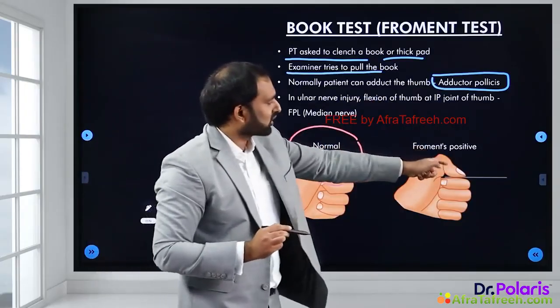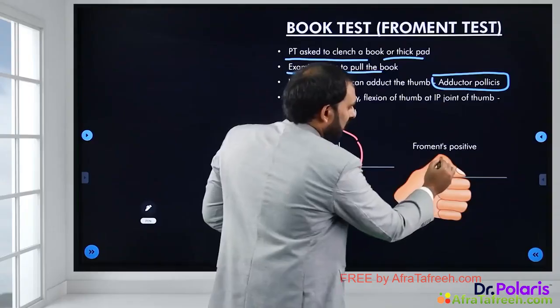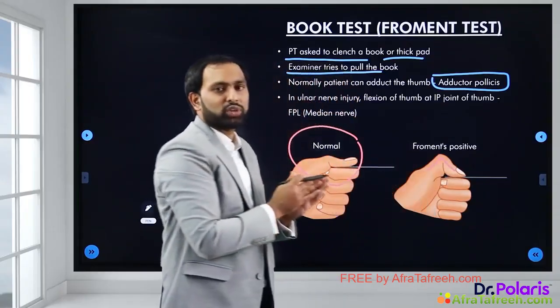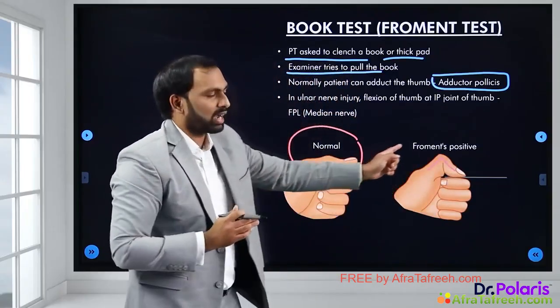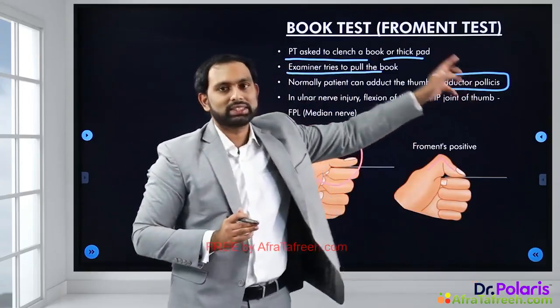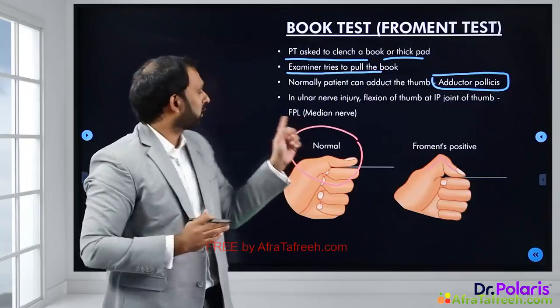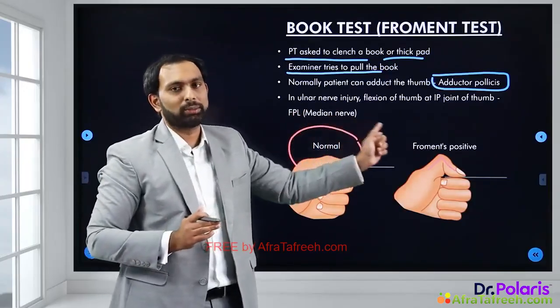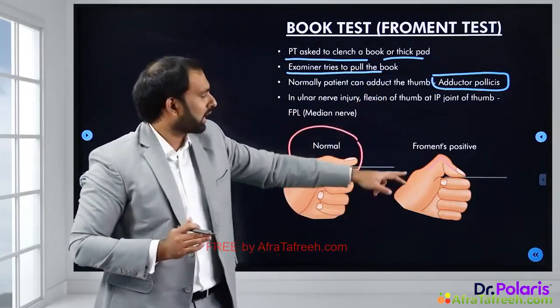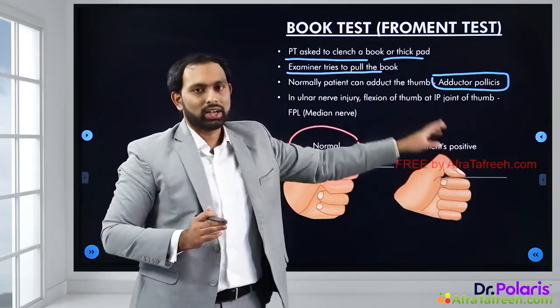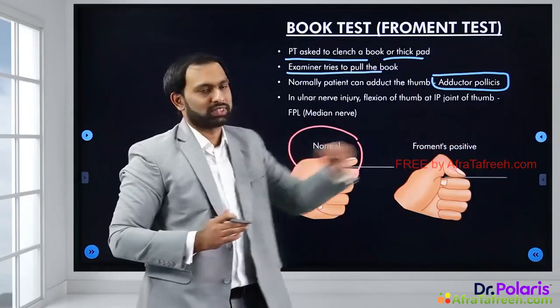But if there is flexion at the IP joint, so here you can see there is flexion of the IP joint of the thumb. This is because the ulnar nerve or the adductor pollicis is not working. But the flexor pollicis longus is working because the median nerve is intact, and that is why he keeps a hand like this. And this is called a Froment's positive sign.